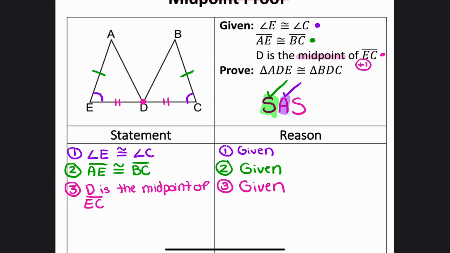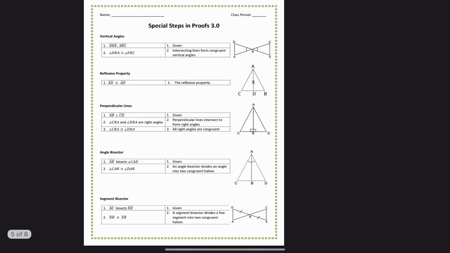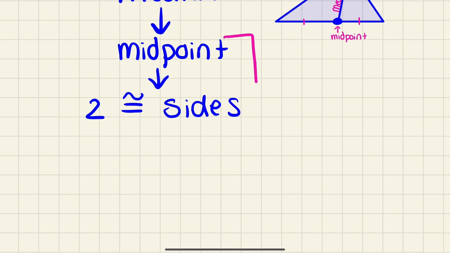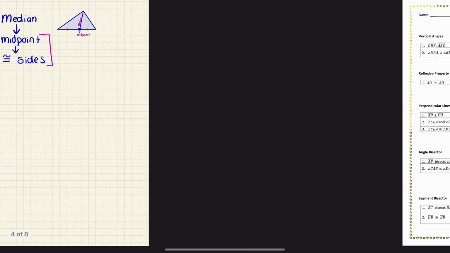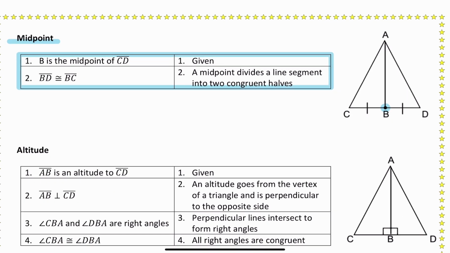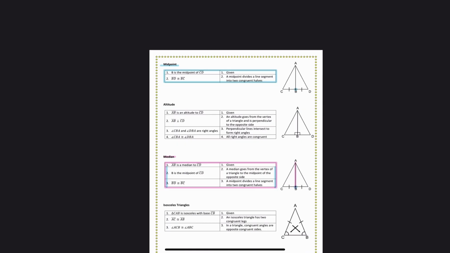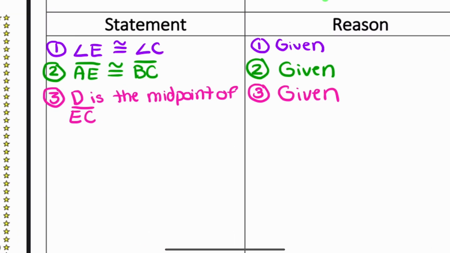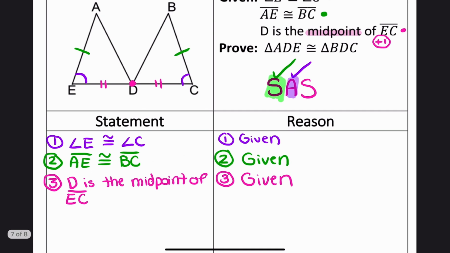Again, if you're not sure where to go from here, there's 2 places I want you to look. A midpoint brings me to 2 congruent sides, which I can see from here, right? Or I can go to my special steps and proofs and look at my midpoint routine, right? And it's just using the definition of a midpoint. Okay, but since we're doing it together right now, I'll just go ahead. Which 2 sides do I know are congruent? Well, step 4, I know that ED is congruent to CD. And what's the reason for that? It's the definition of a midpoint.